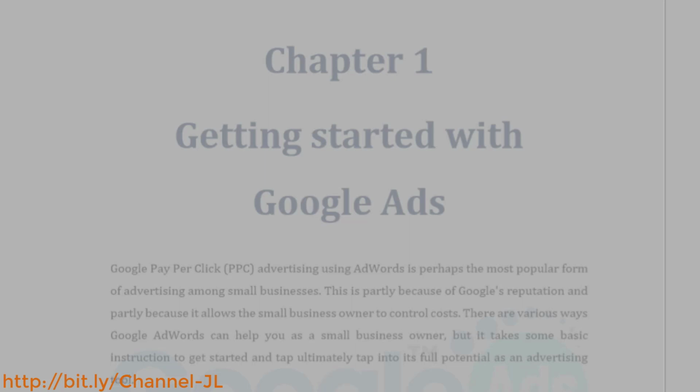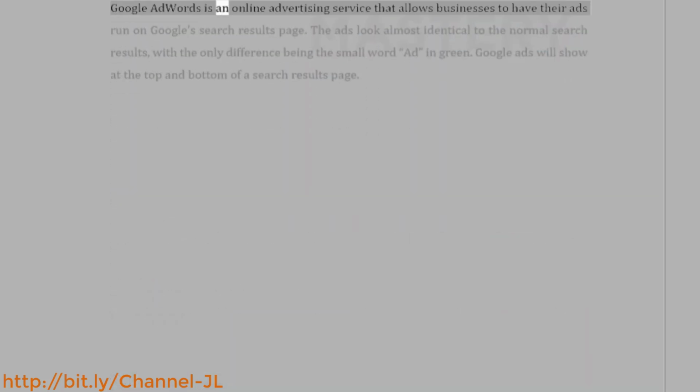What is Google AdWords? Google AdWords is an online advertising service that allows businesses to have their ads run on Google's search results page. The ads look almost identical to the normal search results, with the only difference being the small word "ad" in green. Google Ads will show at the top and bottom of a search results page.